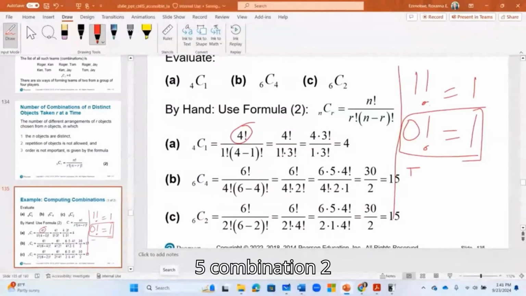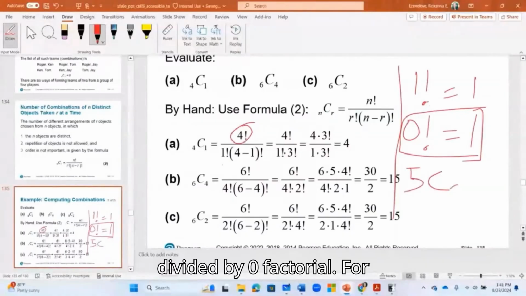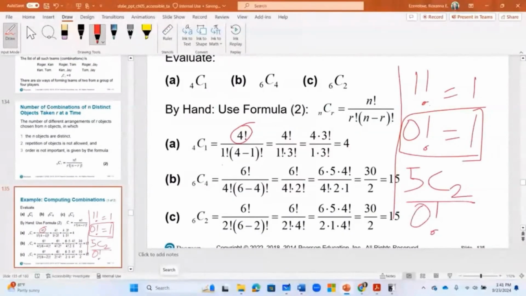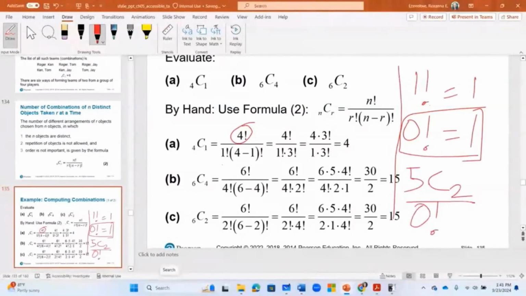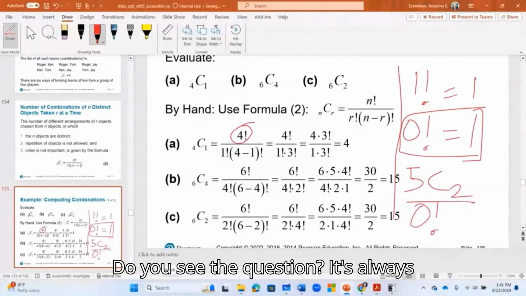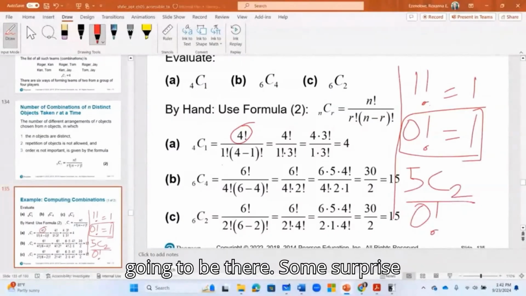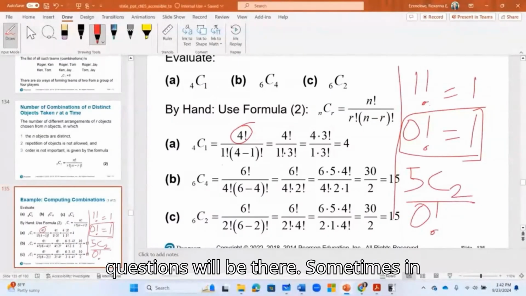5 combination 2 divided by 0 factorial. For those who don't pay attention, they will say no solution, undefined. Do you see the question? It's always going to be there. Some surprise questions will be there.